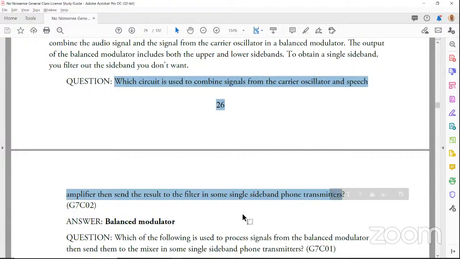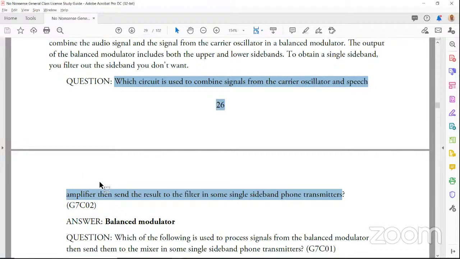Which circuit is used to combine signals from the carrier oscillator and speech amplifier, then send the result to the filter in some SSB, or single sideband, phone transmitters? So let's dissect this question. They're asking us which circuit. So is it a mixer circuit? Is it a filter circuit? Is it a balanced modulator circuit? Is it a product detector circuit? Is it an oscillator circuit? What circuit is used to combine the signal from the carrier oscillator and the speech amplifier?